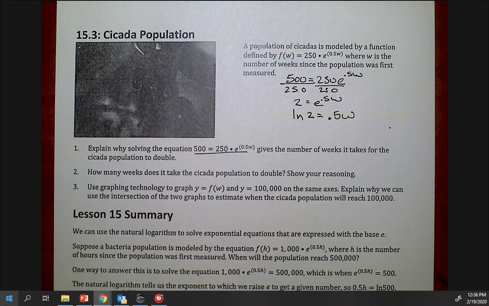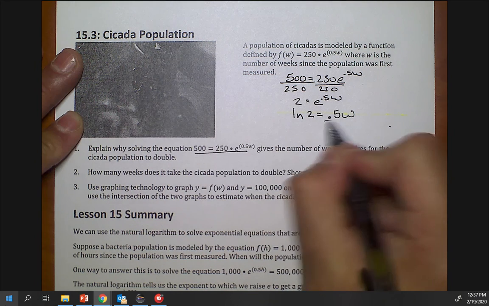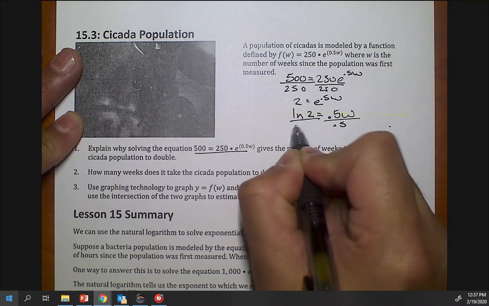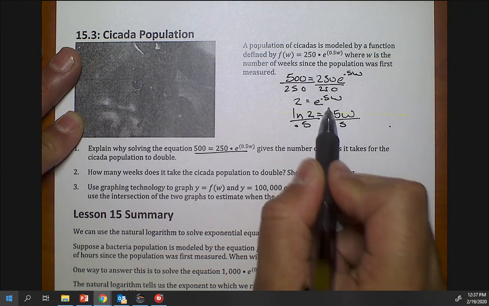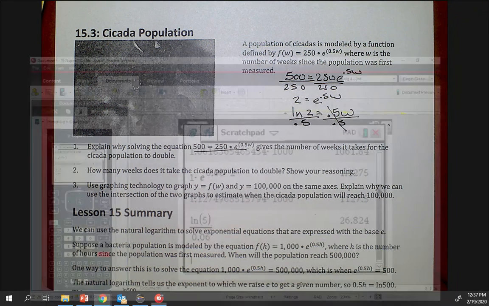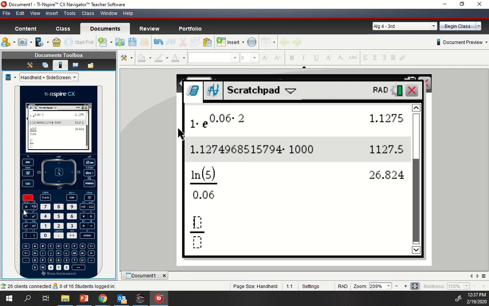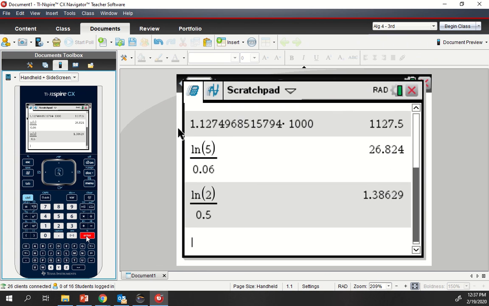Now, to get the w by itself, I need to divide both sides by 0.5. So now that's going to give me the w. Let's go ahead and look at it in my calculator. We have ln of 2 divided by 0.5. So it's going to be 1.39.